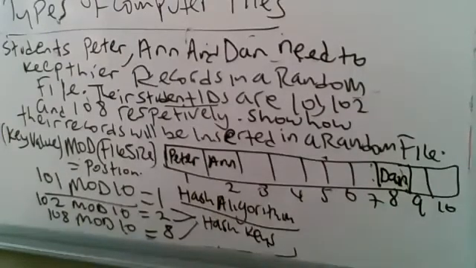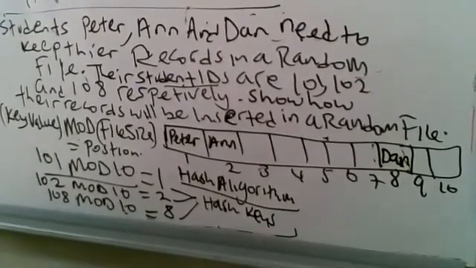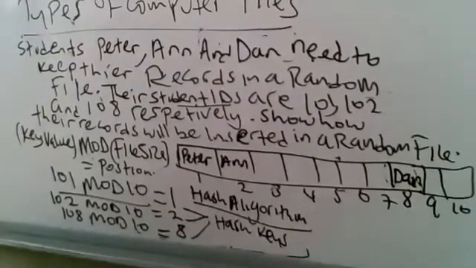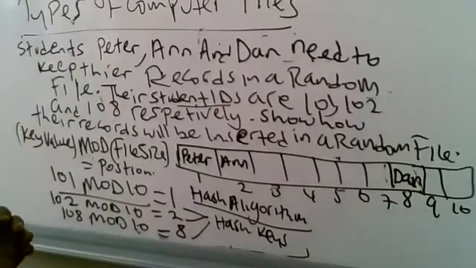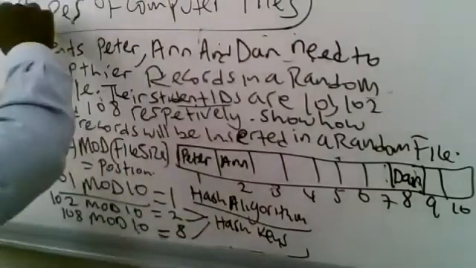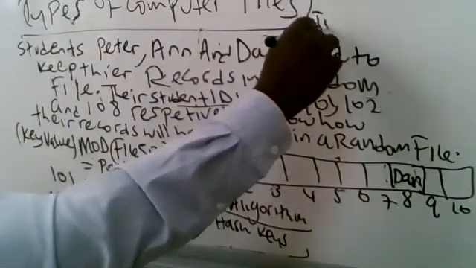However, sometimes there's a possibility that you might calculate a position which is already filled. For example, here, let's assume a new student comes and the new student is called Ian or Ivan.